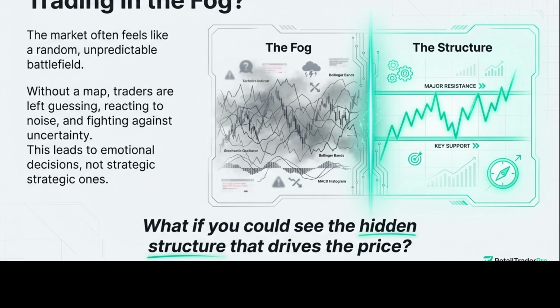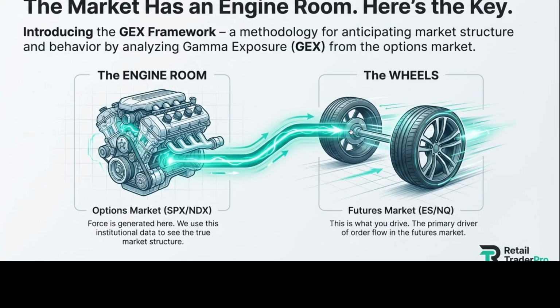But what if you could see this hidden structure that drives the price? A structure that can conduct your trading in a good and safe way. The market has an engine room. Here is the key: introducing the GEX framework, a methodology for anticipating market structure and behavior by analyzing gamma exposure from the options market.